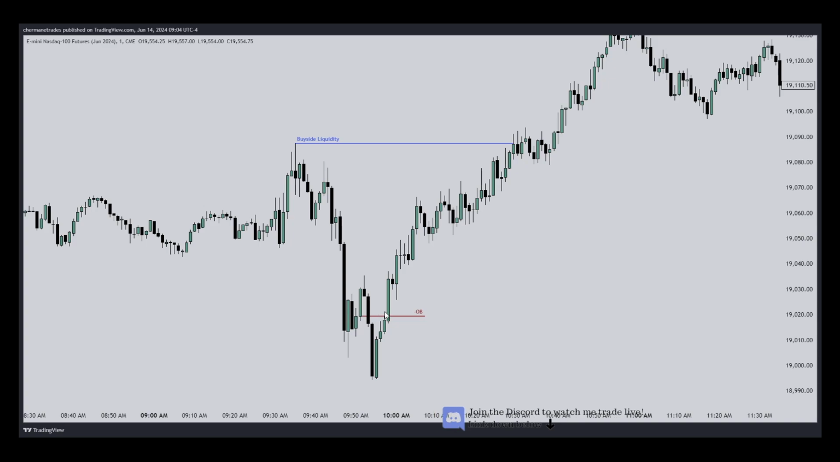Order block is disrespected. Fair value gap. This turns into a breaker. These last three candles are a bullish order block. It's a beautiful buy, targeting buy side.